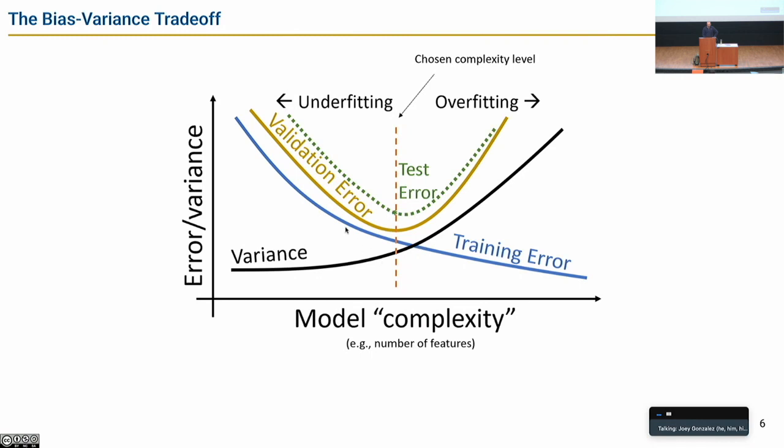And so when I look at the validation error, the data that I didn't fit to, but I have it, I held it out, and I compare against that, I want to have good validation error, because that's a guess for what will happen if I take my model and bring it to the real world. I just held some data, I didn't look at it.